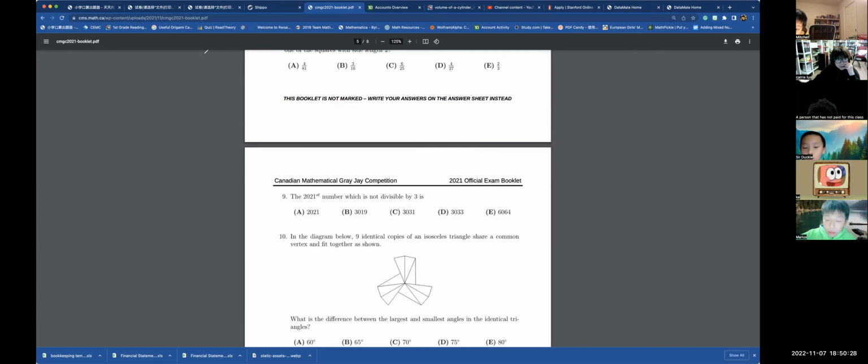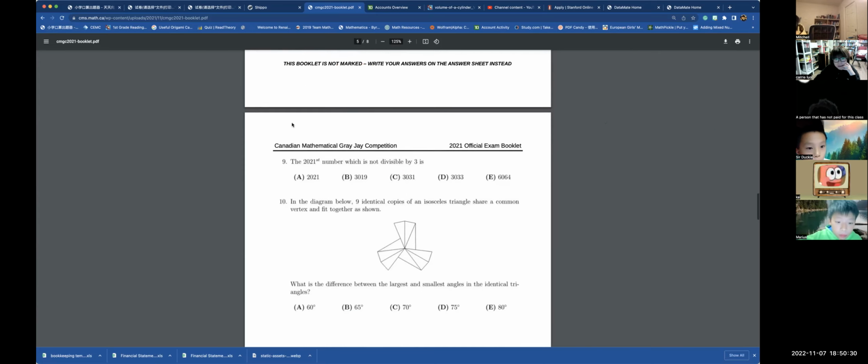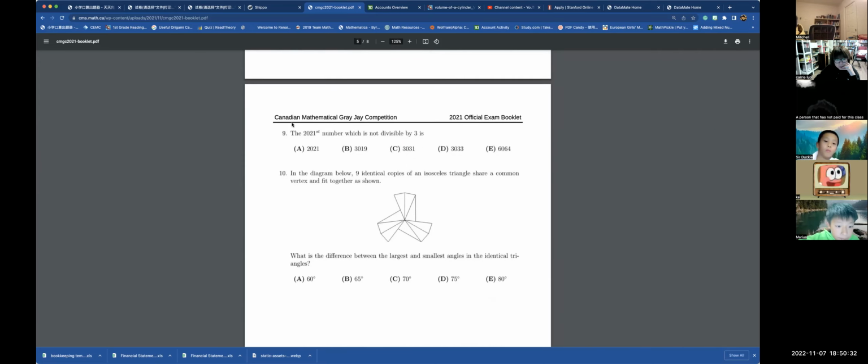Okay, let's take a look at number 10. That's the last question we're going to go through. In the diagram below, 9 identical copies of the isosceles triangle share the common vertices and fit together as shown. So what is the difference between the largest and the smallest angle in the identical triangles?